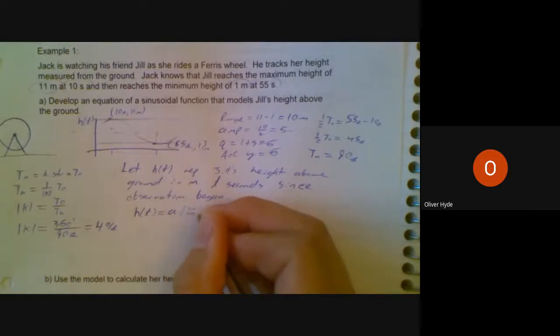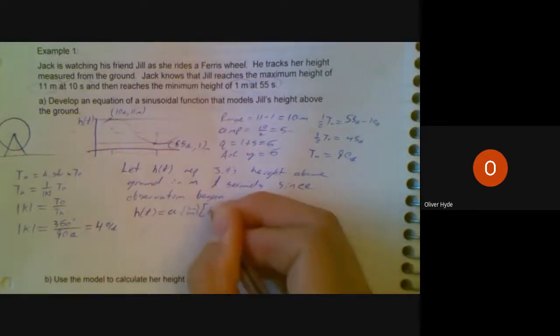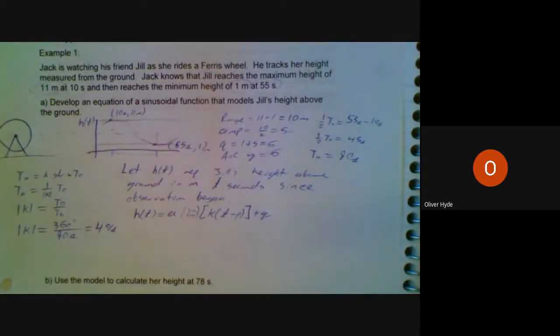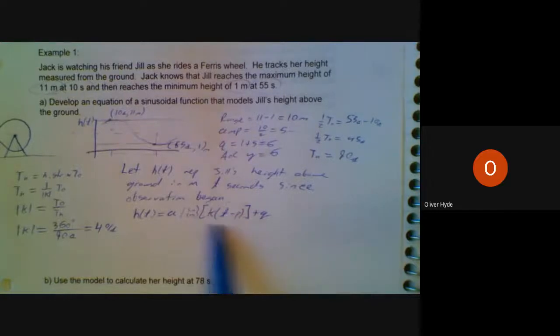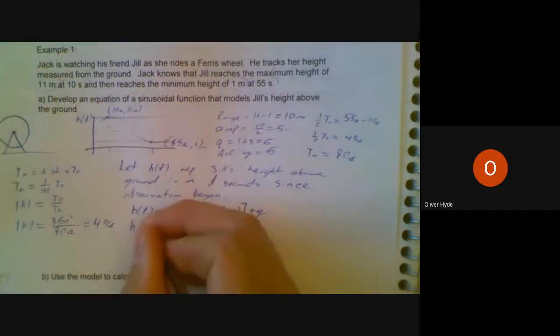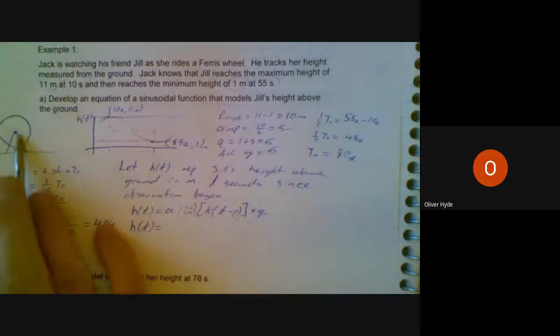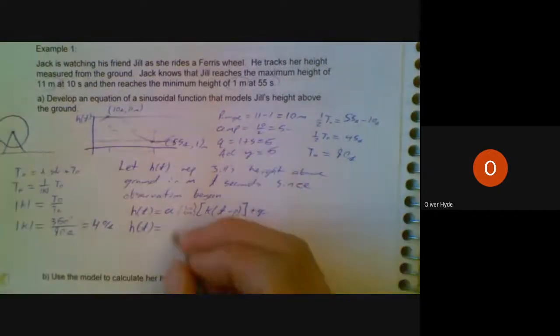So here we go. We want h of t to be a times sine or cosine of k bracket t minus p plus q. Not a bad idea to start with all of those parameters. This will make sure that you get it in factored form, because that's still important. And what do we know? We know the absolute value of a, the amplitude, the radius of the Ferris wheel, has to be 5.